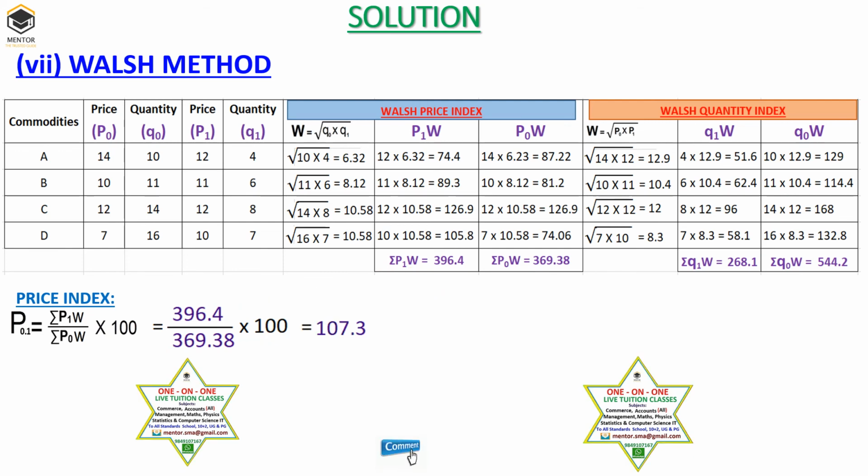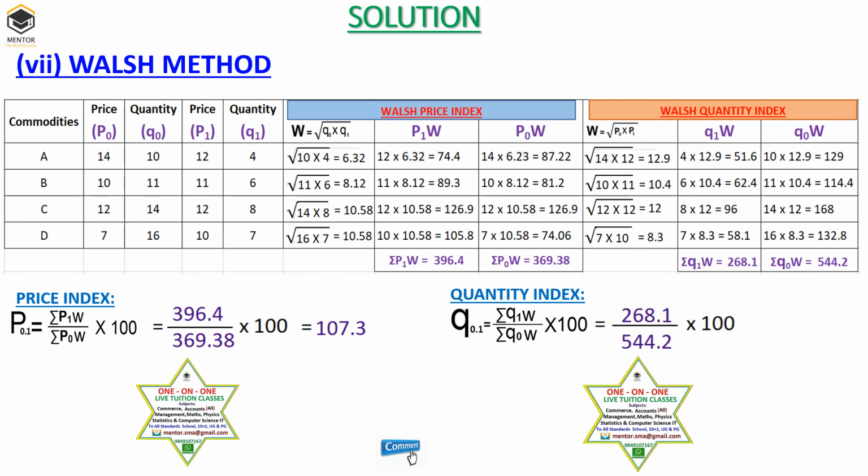After doing the calculation, I will get the price index under Walsh method as 107.3. Next I will have the quantity index. The formula is Q01 equals summation Q1 W divided by summation Q0 W into 100. I'm going to take the values from the tabulation: 261.1 and 544.2. After doing the calculation, I will get 49.2. So these are my price index and quantity index under Walsh method.